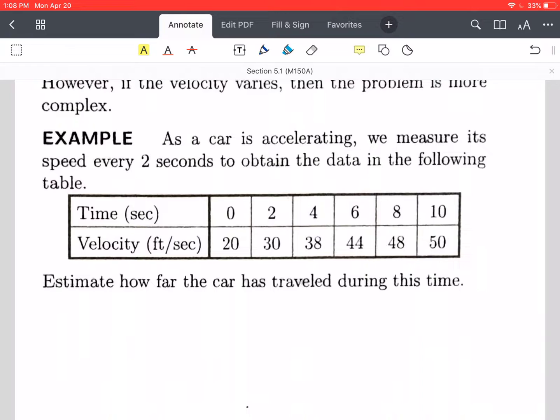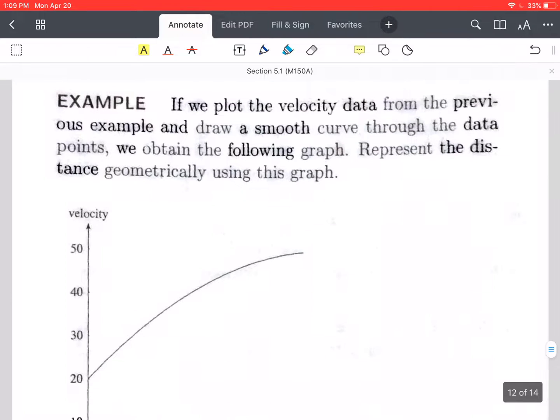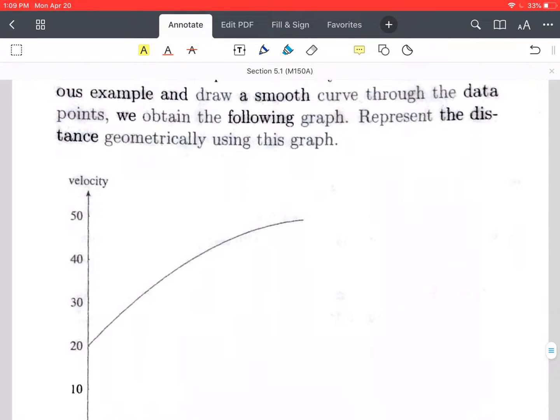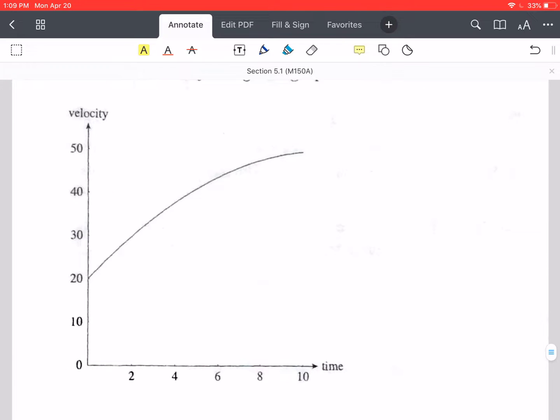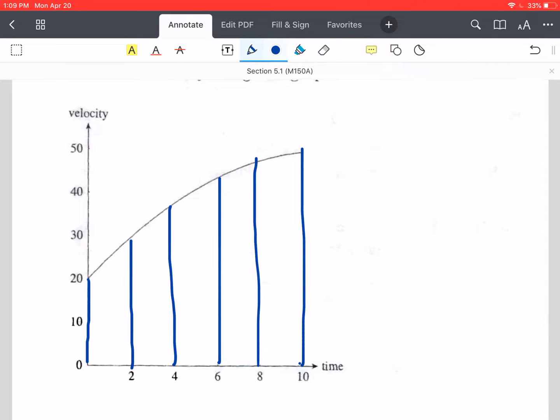Okay, so what I want to do is look at the graph first. Here we have the plot of the velocity data from the previous example, and there's a curve connecting them. What I want to do is look at what would happen if we drew our rectangular approximations for these. It was every 2 seconds, right? So go like this. Every 2 seconds here.